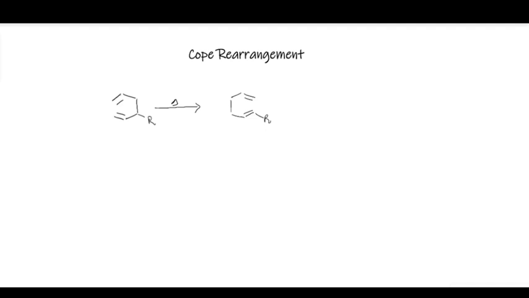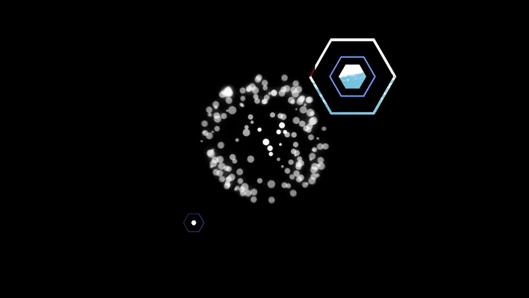Cope rearrangement is the isomerization of 1,5-dienes to another 1,5-diene. The driving force for this reaction is the formation of a more stable 1,5-diene. It's a sigmatropic rearrangement reaction, and of course it comes under the pericyclic reactions. In this video, we will discuss the mechanism of this reaction. So let's begin.